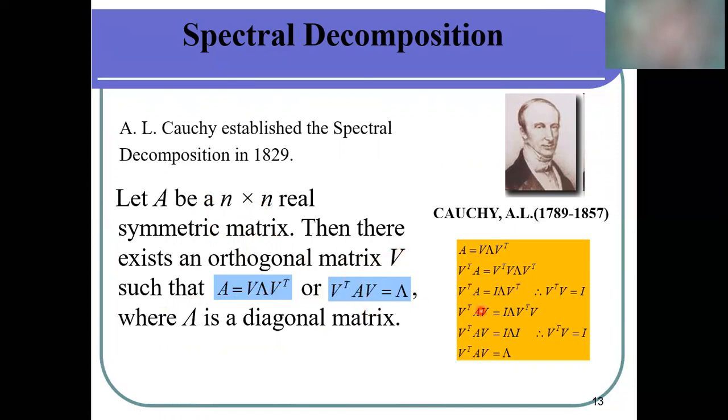How do I get this? You have to take it as homework: how I deduce this from this result, where this capital omega is the diagonal matrix.